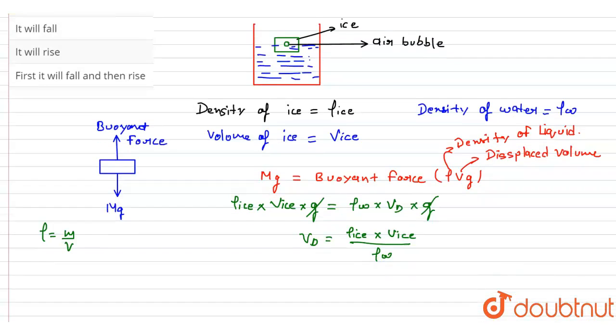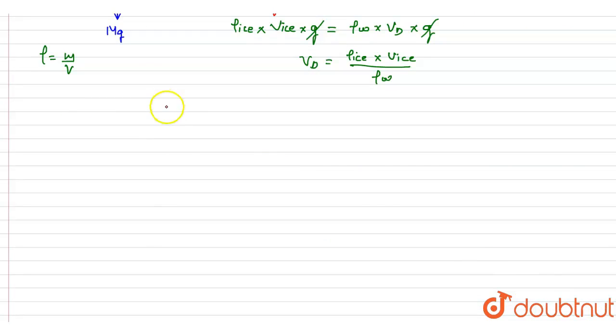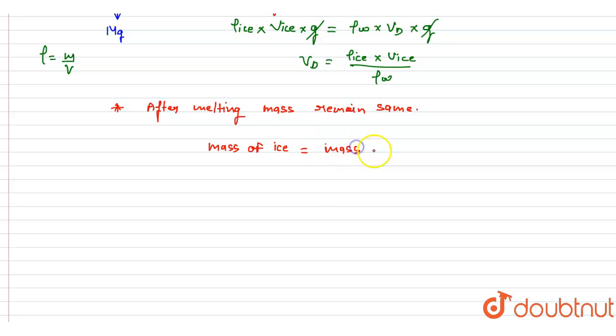Now the second most important thing is that after melting, the mass remains the same. So according to this, we can write that the mass of ice is equal to the mass of water after melting.